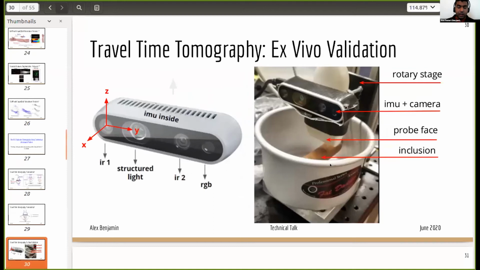And our initial demonstration that we did was, we basically had the probe, we had the camera on there that was tracking the probe, and we essentially filled up a tub with water and threw in a hot dog in there. And our idea was, can we reconstruct the sound speed within the hot dog and separate that from the background sound speed, which was water.